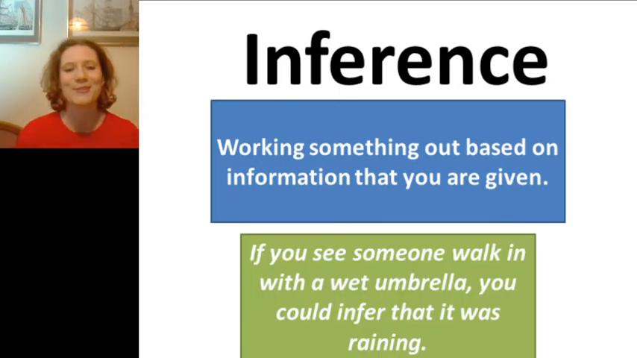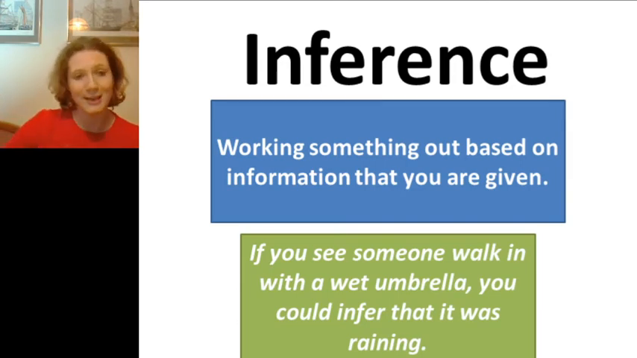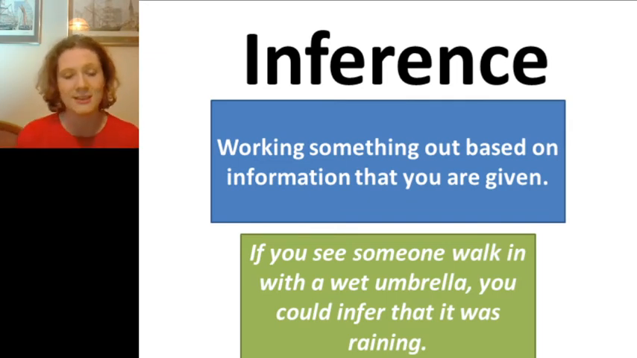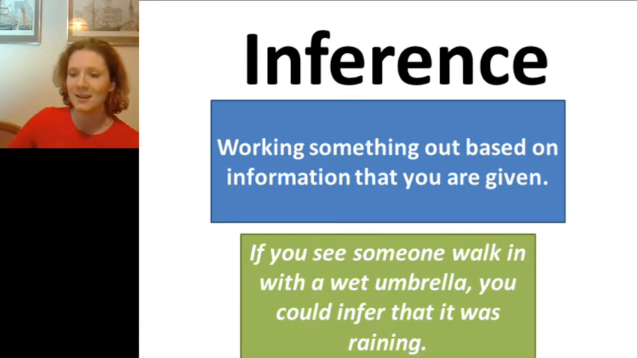The example I've got here is, if you ever saw somebody walk in somewhere holding a wet umbrella, you might infer that it's raining. You haven't been told it's raining, no one's actually expressly said to you it's raining outside, but you have taken the information you've been given and you've worked something out. That is called an inference.